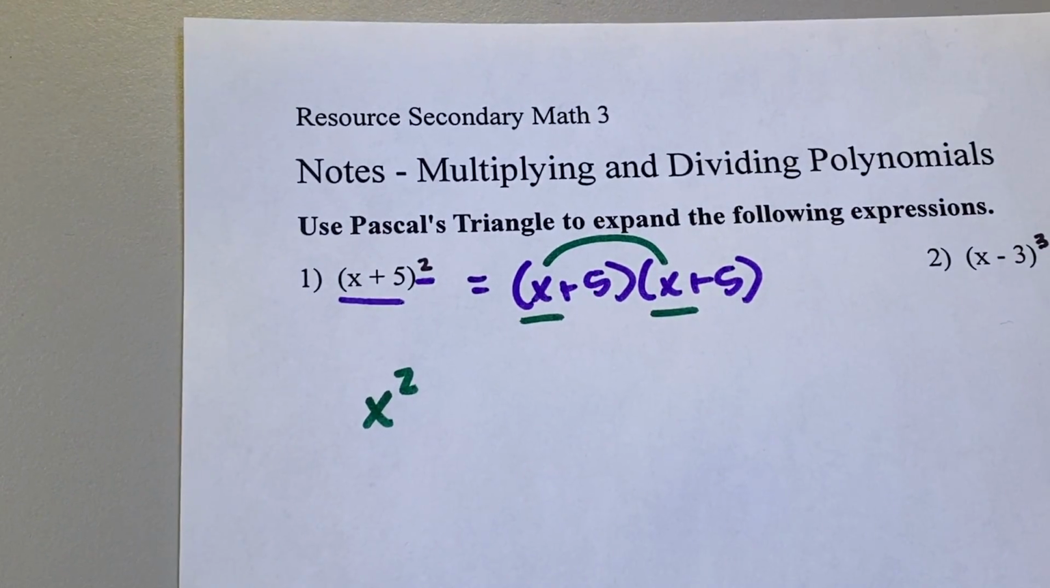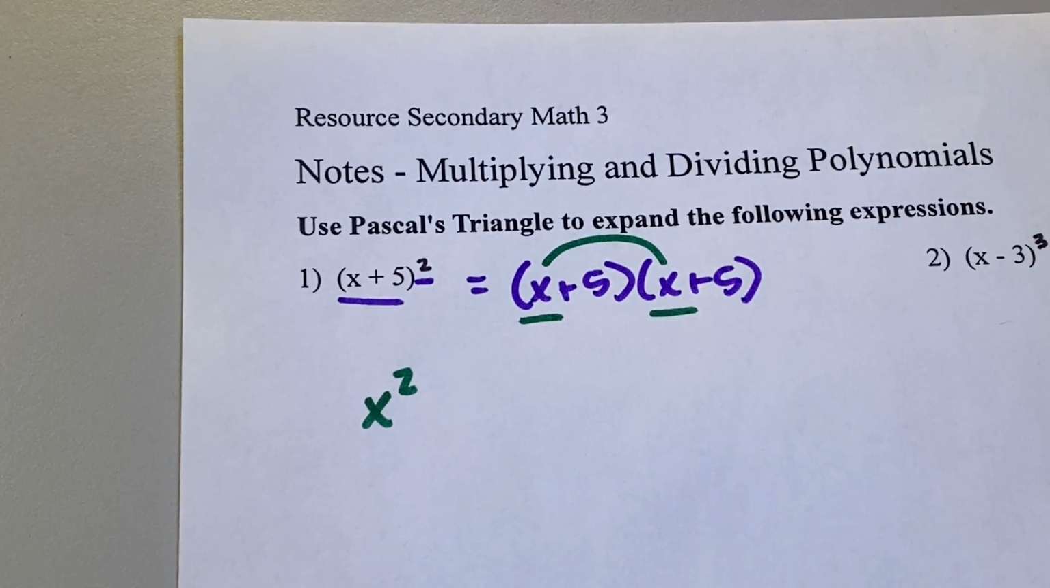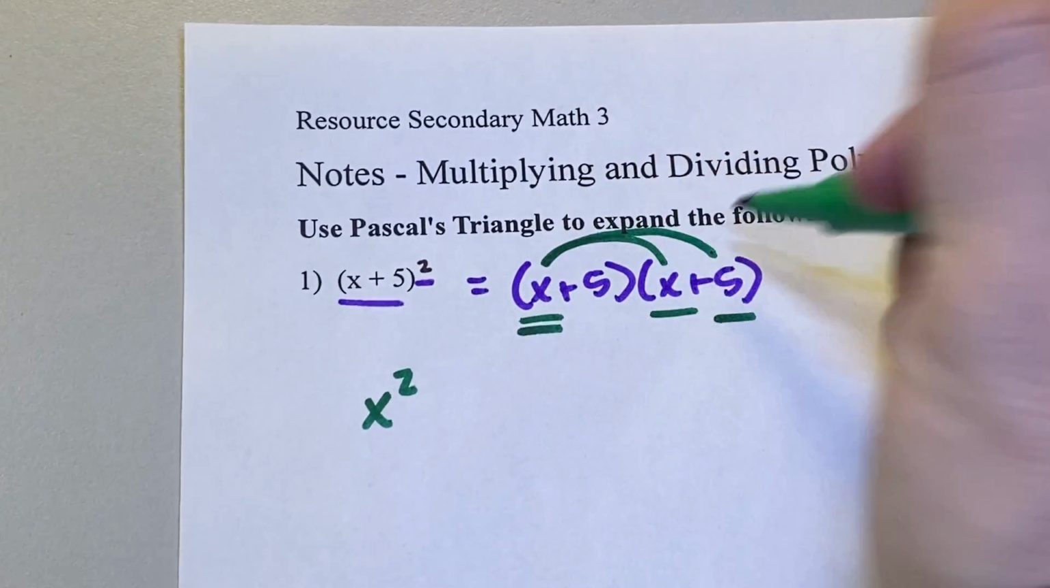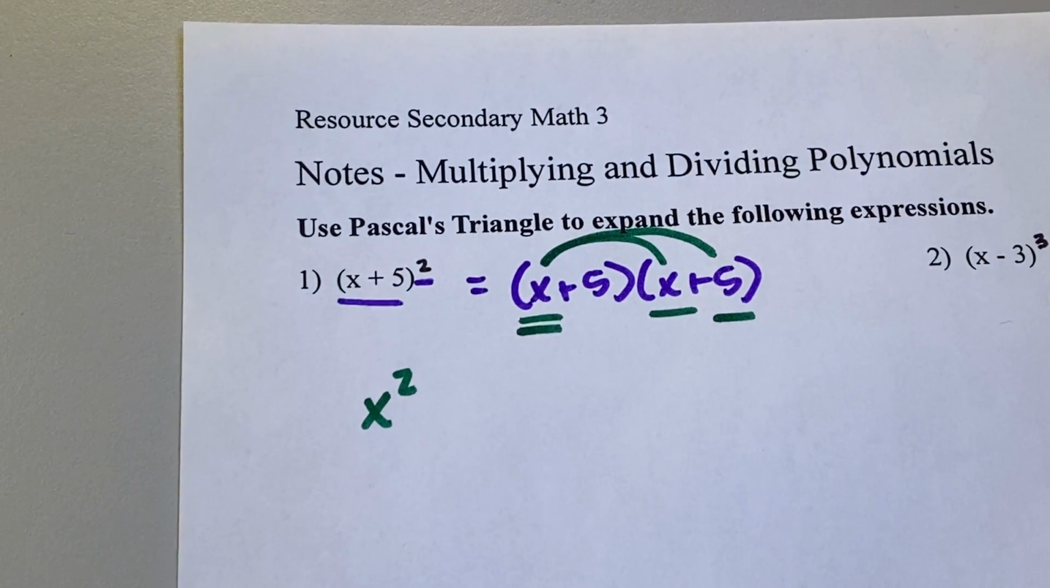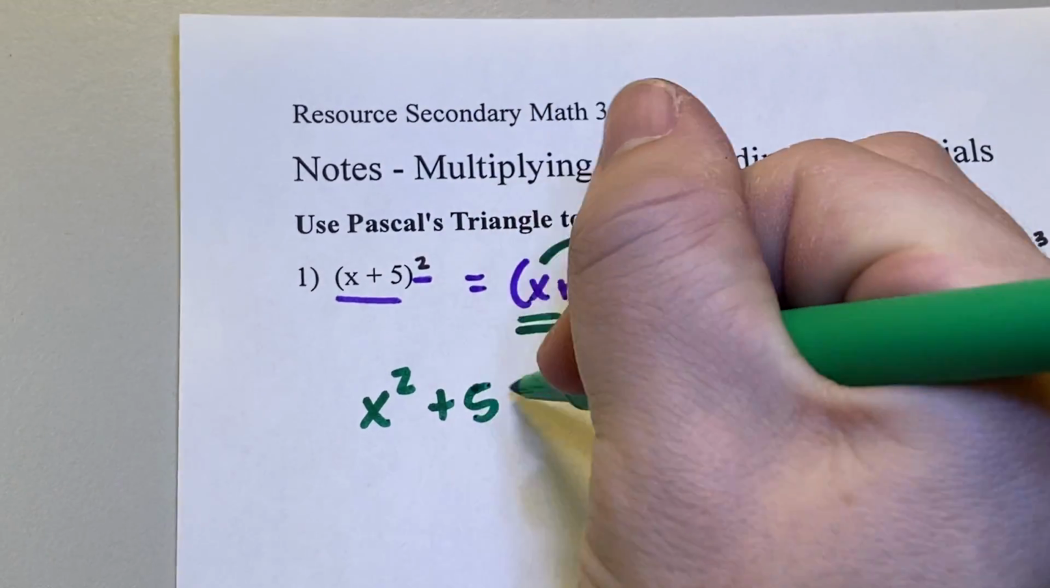Next in FOIL comes the O, which stands for outside. Where are my outside terms? X and 5. This x and that 5, those are closest to my outside. What is x times 5? 5x. Positive 5x.